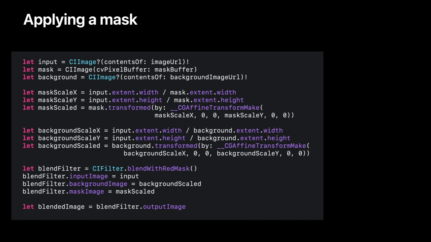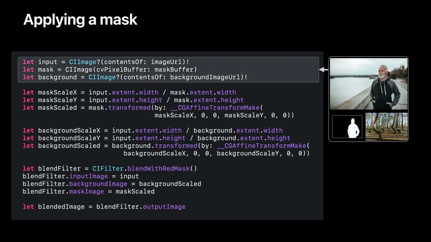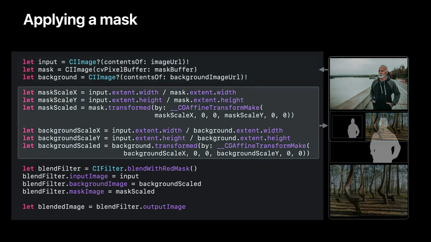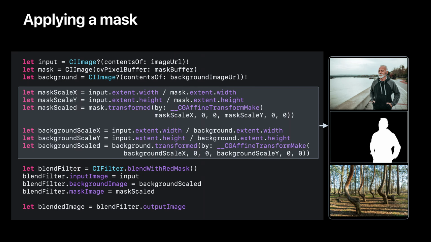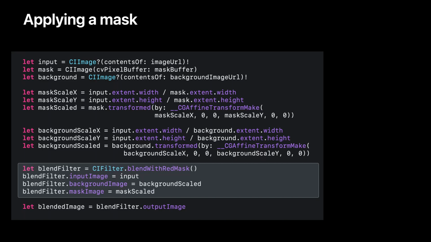How does this blending sequence look in the code? First, let's assume we have done all relevant processing and already have our 3 images: the input image, the mask, and the background. Now we need to scale both the mask and the background to the size of the original image. Then, we will create and initialize the Core Image blending filter.